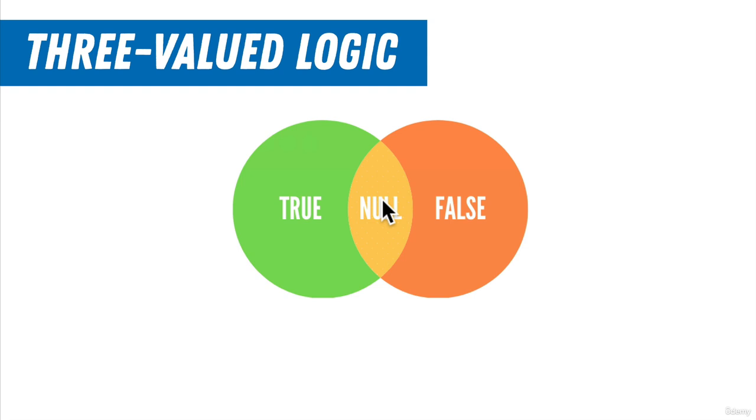But the most important thing to keep in mind here is that we know that SQL has that 3-valued logic system, being that it can have true, have false, and have null.